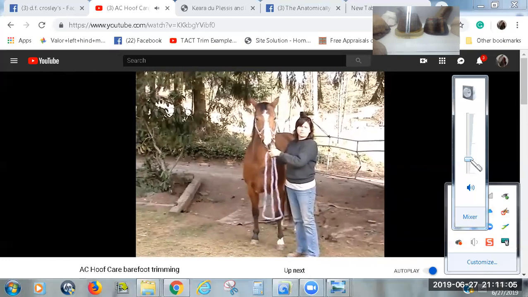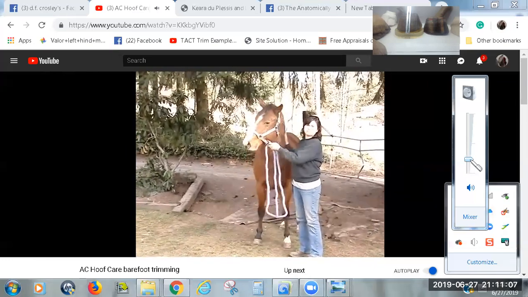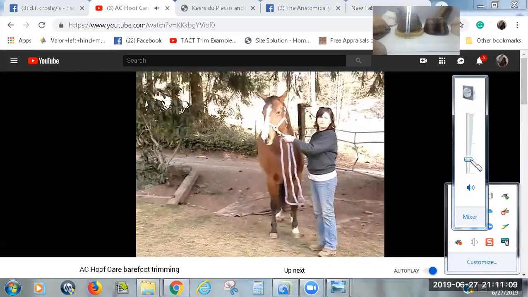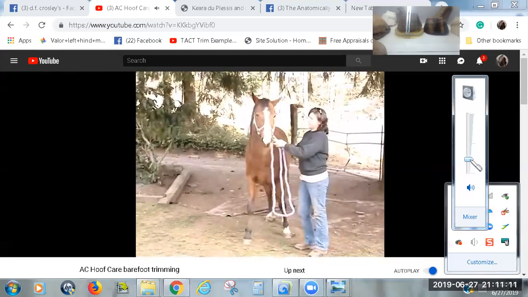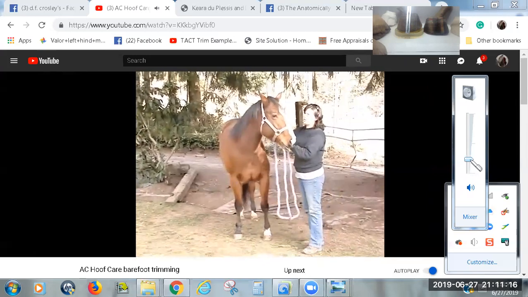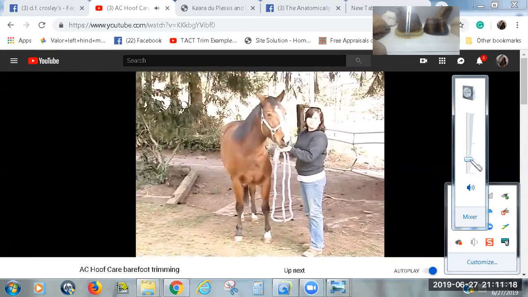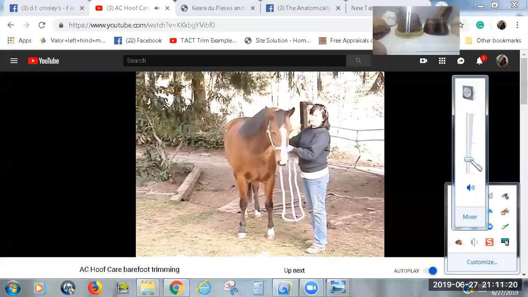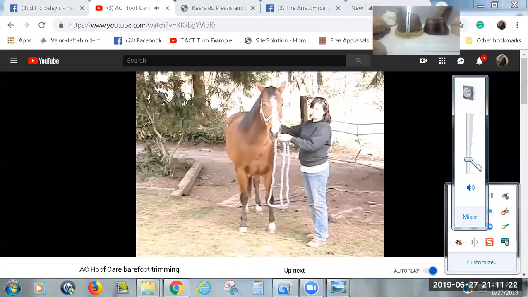Hello, my name is Alexa Cook, and my business is called AC Hoof Care, and I live in Rainier, Oregon. Today we have Viper. She is a 5.5-year-old quarter horse mare, and we are just doing a basic routine maintenance trim on her. She's my daughter's horse, and we've had her for about 1.5 years.